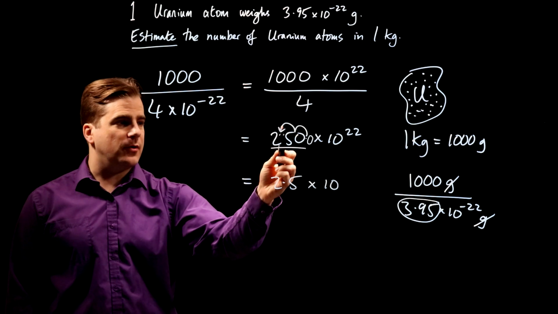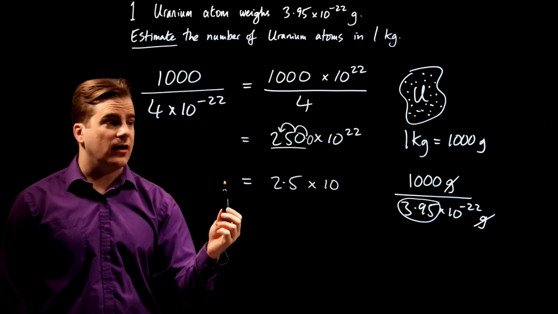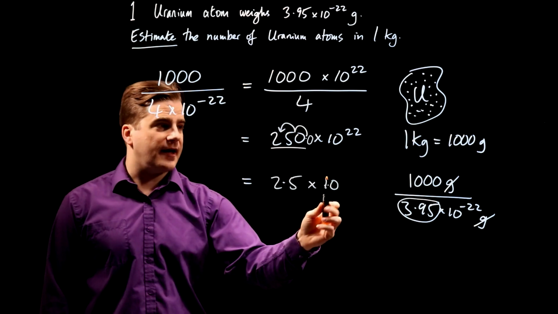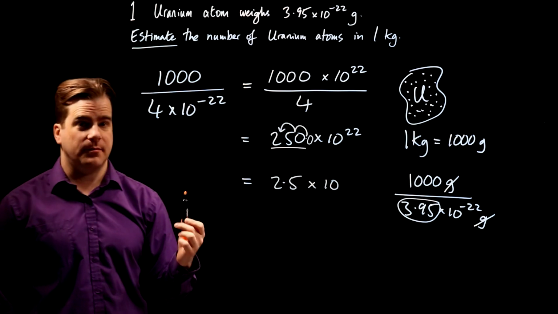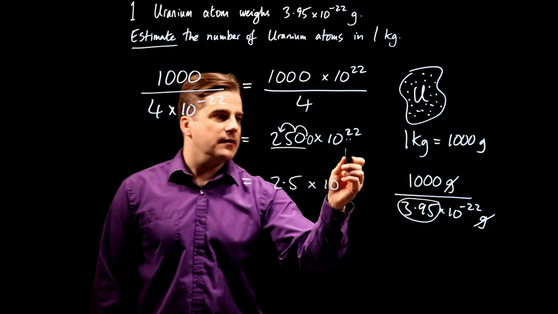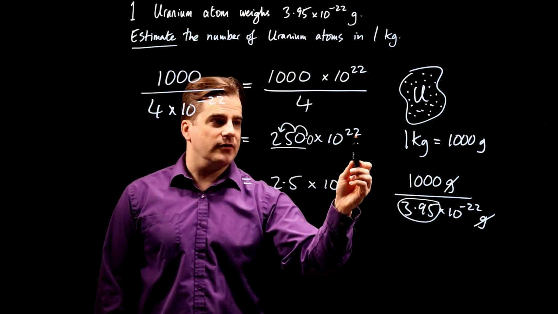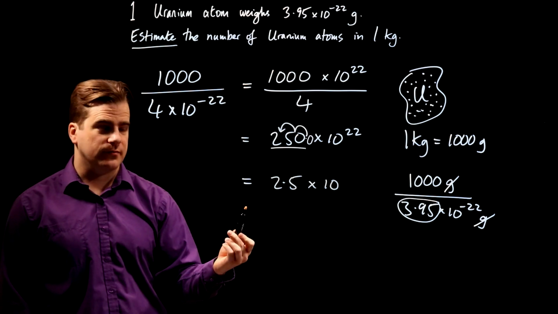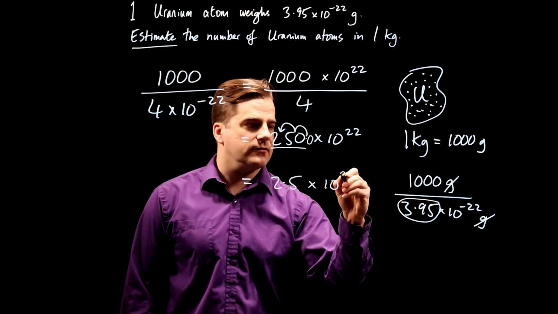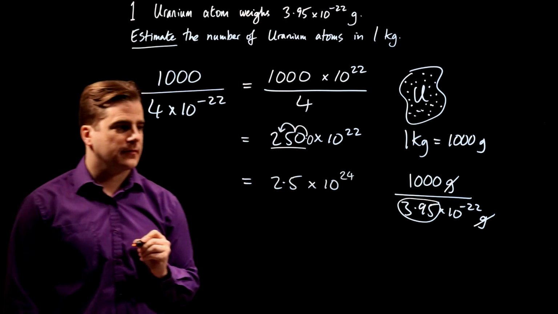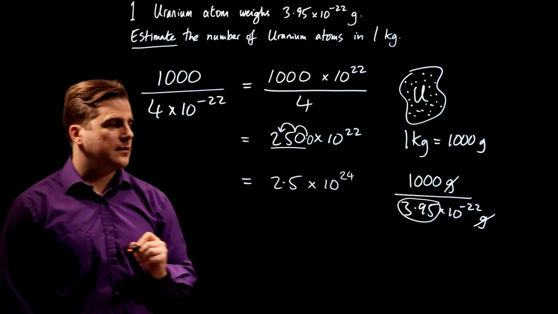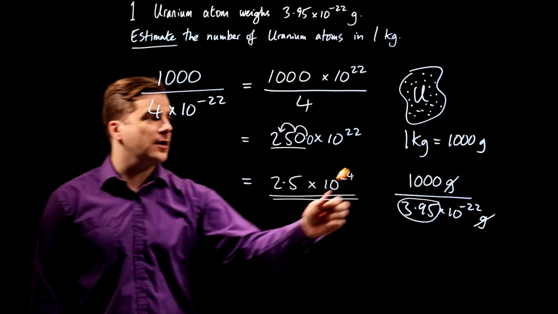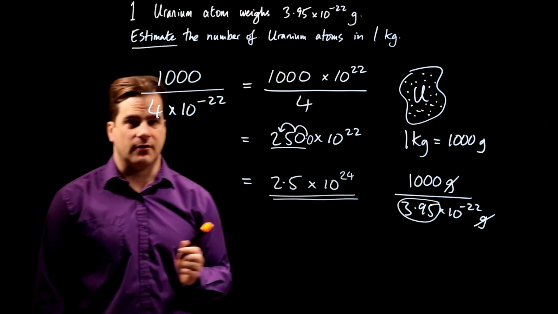Now, that's 250, and we've turned it into 2.5. By moving the decimal point 2 places, we've made it 100 times smaller. So for this number to be the same as that, we need to make this 100 times bigger. 10 to the 22 times 100 is the same as 10 to the 22 times 10 to the 2, which is 10 to the 24. And that is the final answer. That's the estimate for the number of uranium atoms in 1 kilogram.